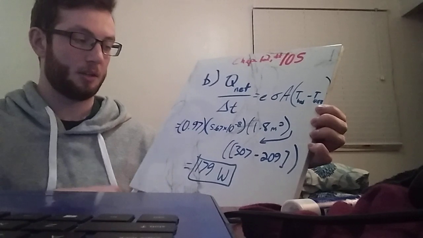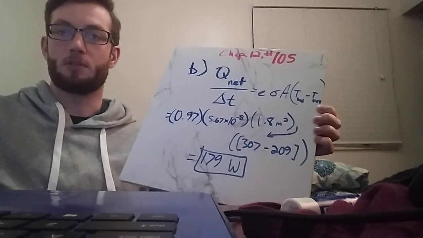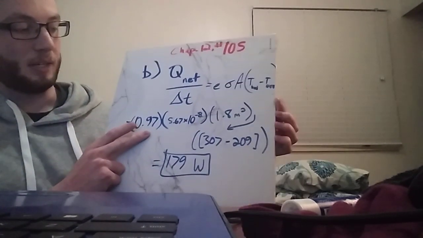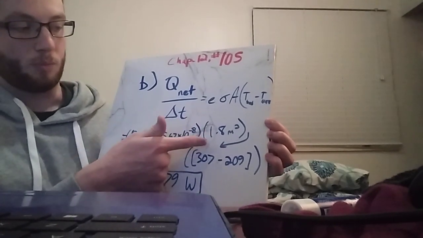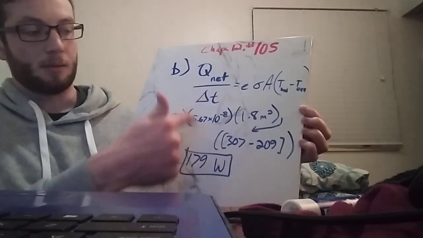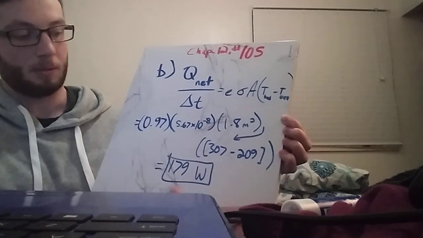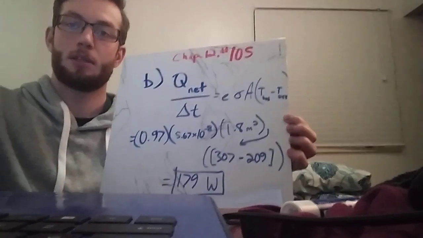Alright, so if we plug in all of our values, whether we're given them in the problem or whether we derived them, we're going to end up with this equation right here: 0.97 times 5.67 times 10 to the negative 8 times 1.8 meters squared times 307 minus 209. And then we'll end up with 179 watts.